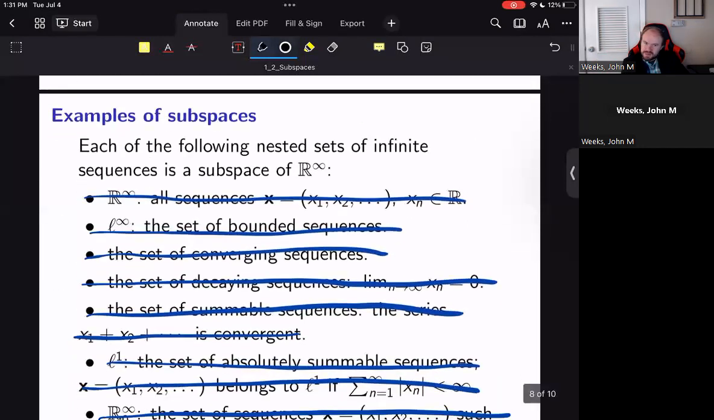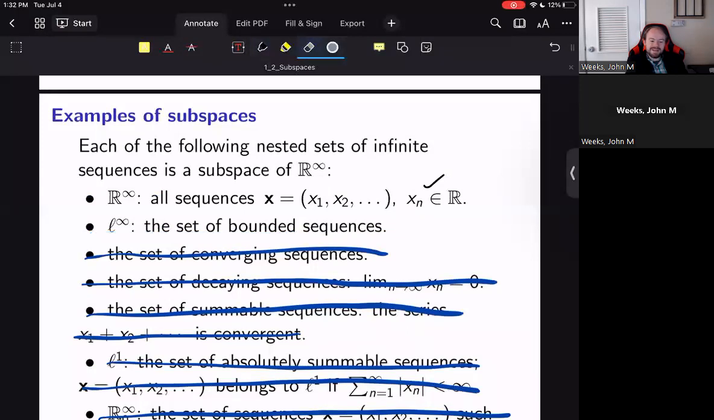Let's see some more examples of subspaces here. Well, we've done a lot with looking at R squared and R cubed. What about R infinity? Well, here are some of the subspaces of R infinity. R infinity itself is a subspace of R infinity. You can include the space itself. This is a subspace of itself. Every vector space, in fact, is a subspace of itself. So that does work.